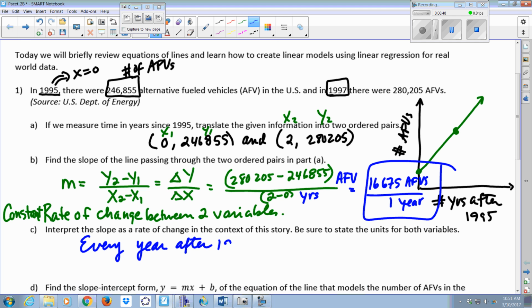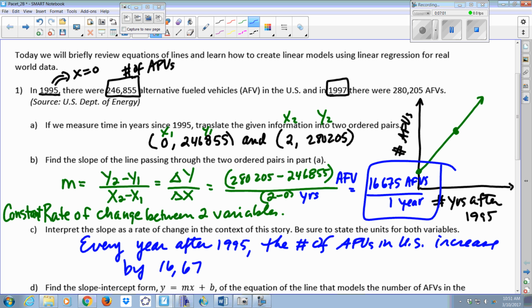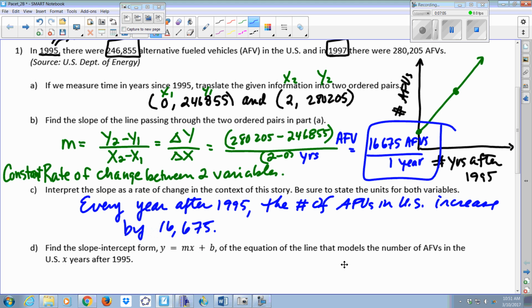Every year after 1995, the number of AFVs in the US increases by 16,675. Perfect. Okay. So there's lots of ways to write that sentence. Nora?